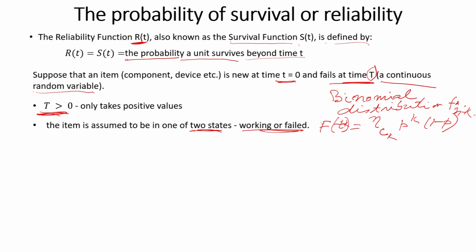That for n number of trials, you are getting k successes. So, this is represented by this distribution function, and if you want to calculate the expectation or the mean, that mu, the mean, is equal to n p, and the variance is n p into 1 minus p.